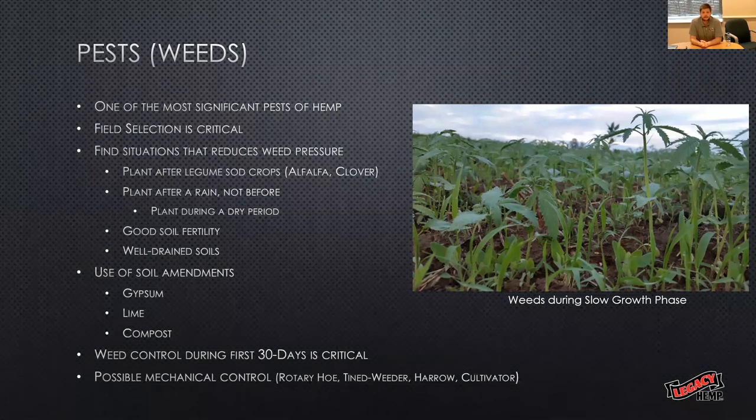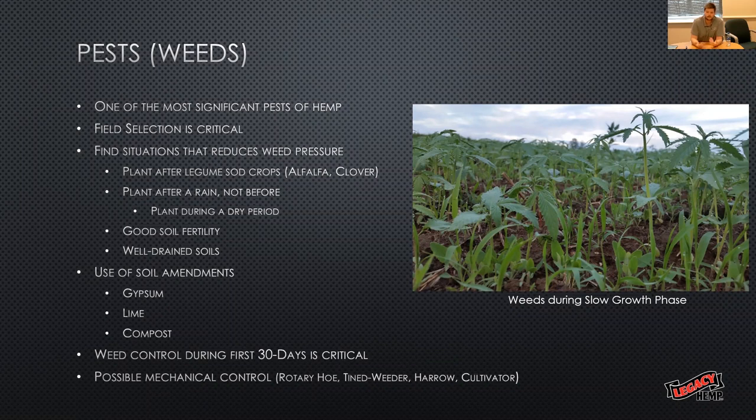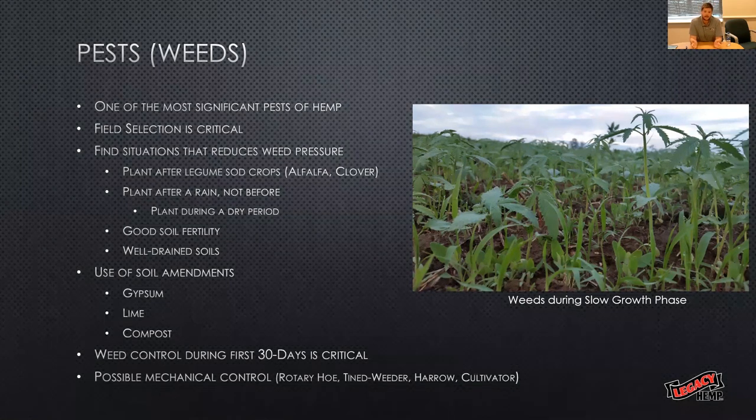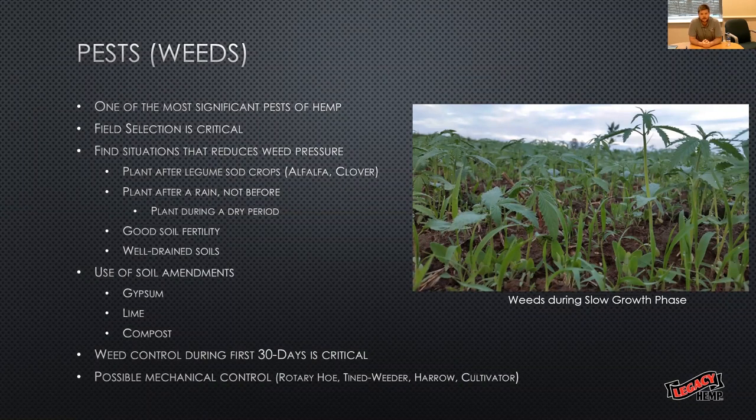As I mentioned, planting after a legume sod crop can help reduce weed pressure. Planting after a rain instead of before can help reduce weeds. If we find a drier period during our planting time frame, we should try to plant at the beginning of that dry period to allow our crop to germinate and get out of the ground before our first rain occurs, which will then stimulate weed growth and weed production.